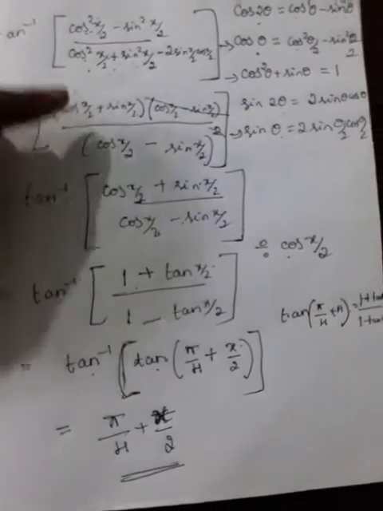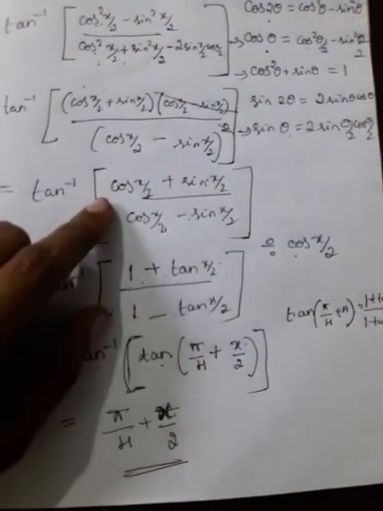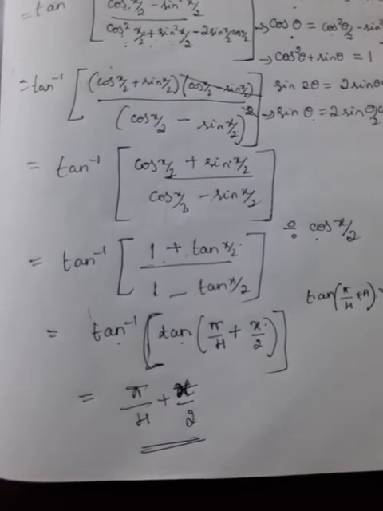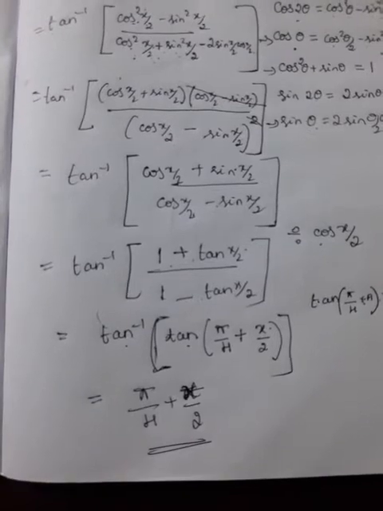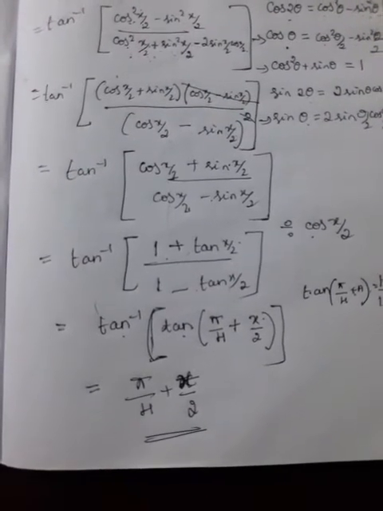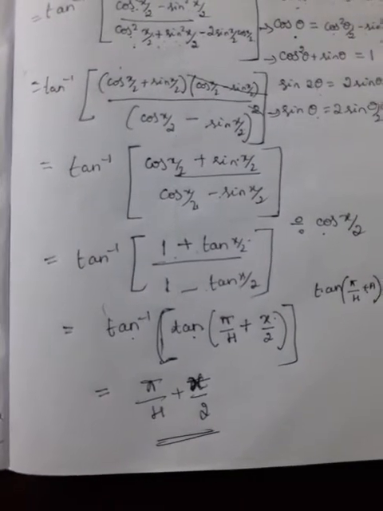One thing is, this is in the form of a square minus b square, that is a plus b into a minus b. One thing cancels here, and what is left is cos of x by 2 plus sin x by 2 divided by cos x by 2 minus sin x by 2. We don't know any formula for this one, therefore divide the whole thing inside the bracket by cos x by 2. Remaining is 1 plus tan x by 2, because sin by cos is tan.